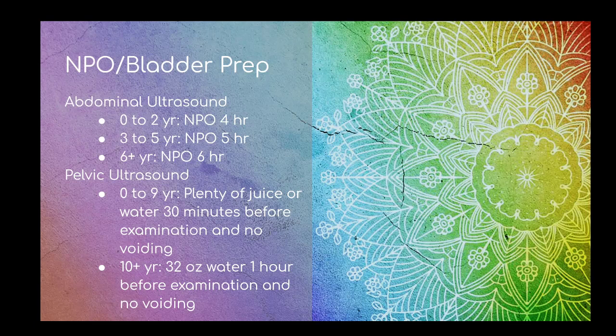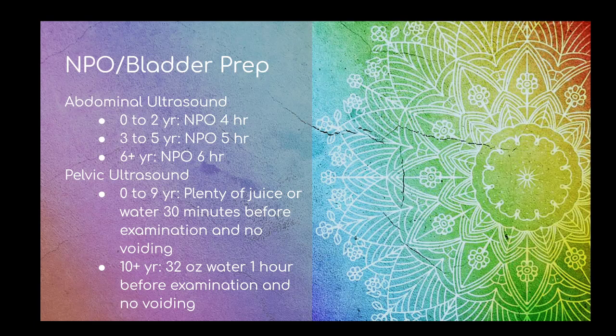Pelvic ultrasounds, if you are needing to look at the uterus or the ovaries, then we want to make sure that we're getting juice, water, or milk into the baby about 30 minutes before, and then we can scan. And then older children should be able to hold their bladder and drink more liquid at the time. It is not uncommon, especially on females, to get an order for appendicitis and to rule out ovarian torsion. So it's not uncommon that you have to fill that bladder.